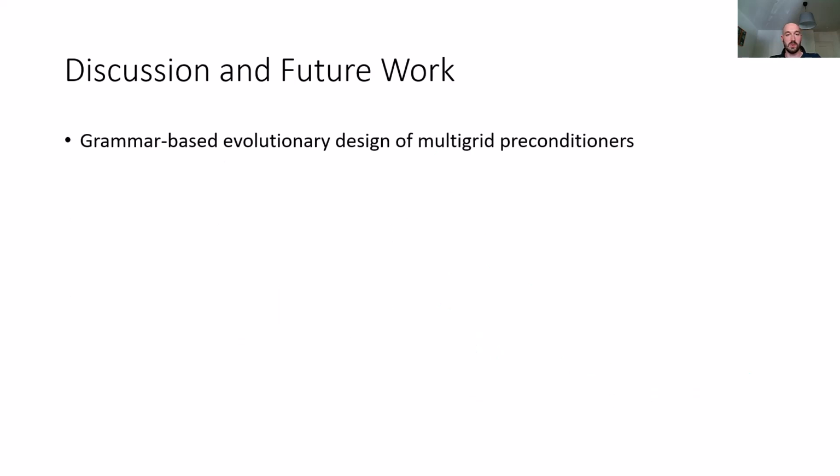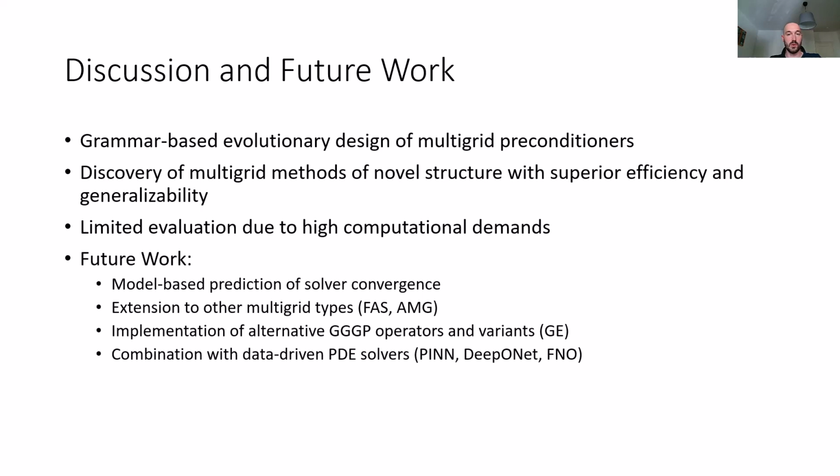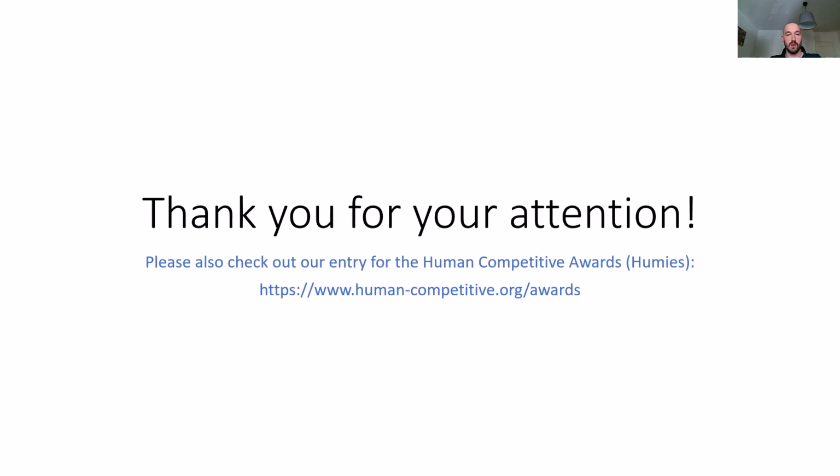Finally, I just want to summarize this. I've presented a grammar-based evolutionary design method for multigrid preconditioners, which allows us to discover multigrid methods of novel structure, which have proven to show superior efficiency and generalizability. However, right now the evaluation is limited due to the high computational demands, so we could not show that the method always works. For future work, I have to refer to the paper since I don't have much time left. And finally, I also want to thank you for your attention.